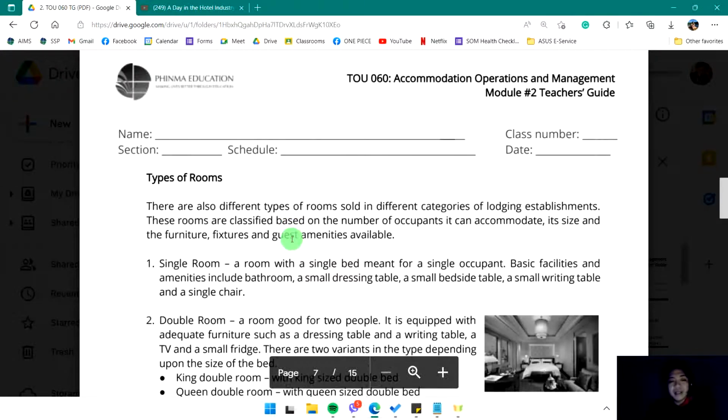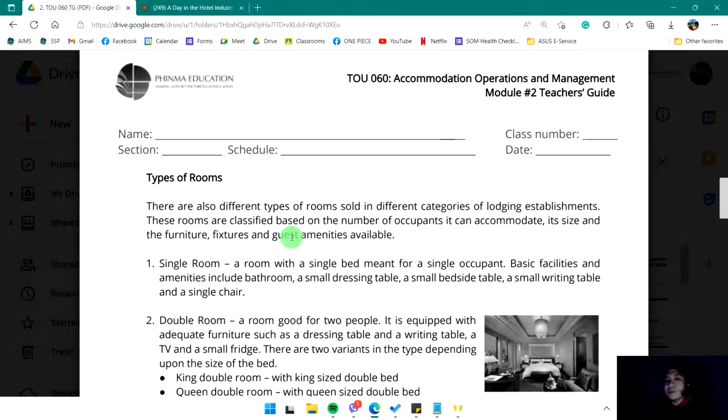Next is we talk about the types of room. So, napag-usapan na natin kung ano yung types of accommodation based on certain categories, based on the category of functionality or their primary market, and based from the location of the hotels, and based from the size of the hotels. Now, we talk about the types of room.